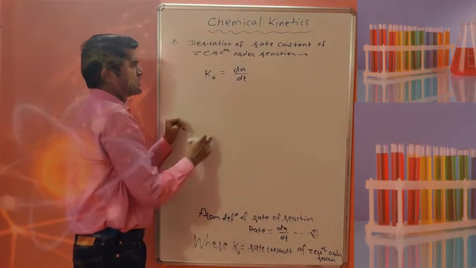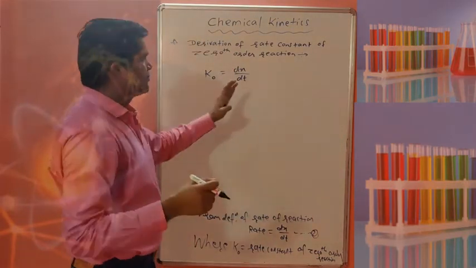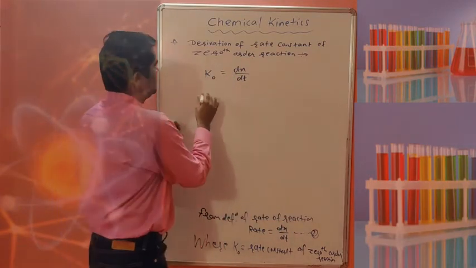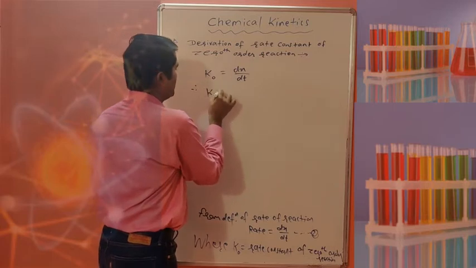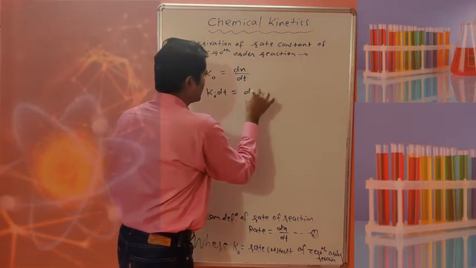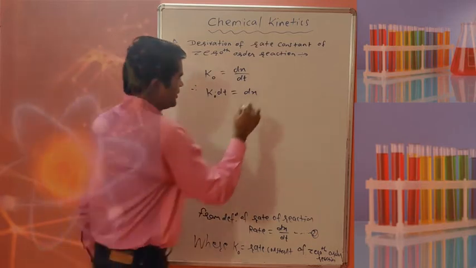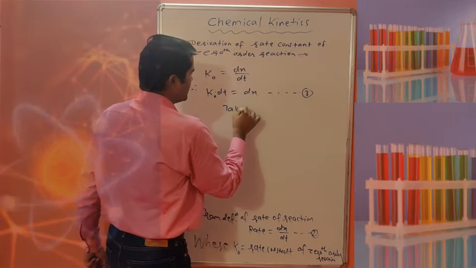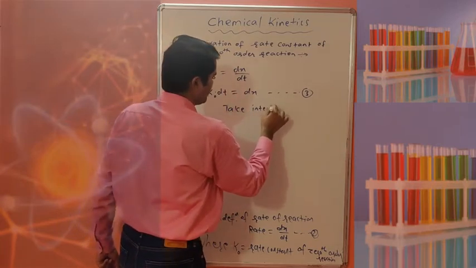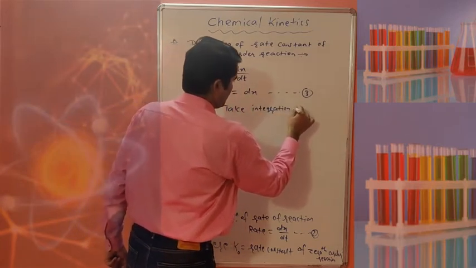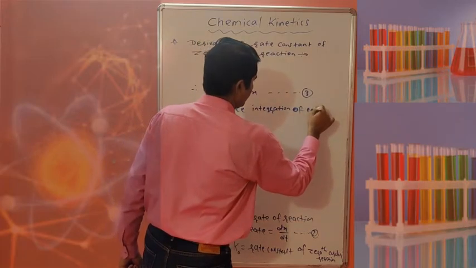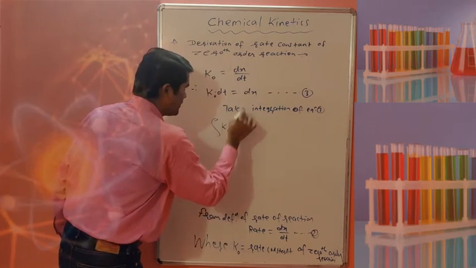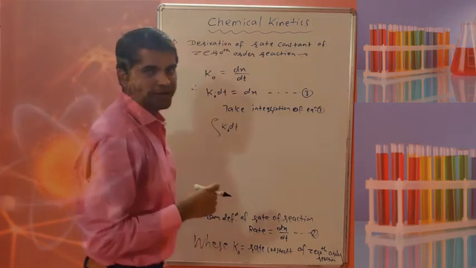So before starting this, same types of terms we will take on the same side. So x will keep on the right side and the remaining will be taken to the left side. Therefore, K0 into dt is equal to dx. So this is your equation number 3. Now take integration of equation 3. Integration of K0 dt, but take definite integration.